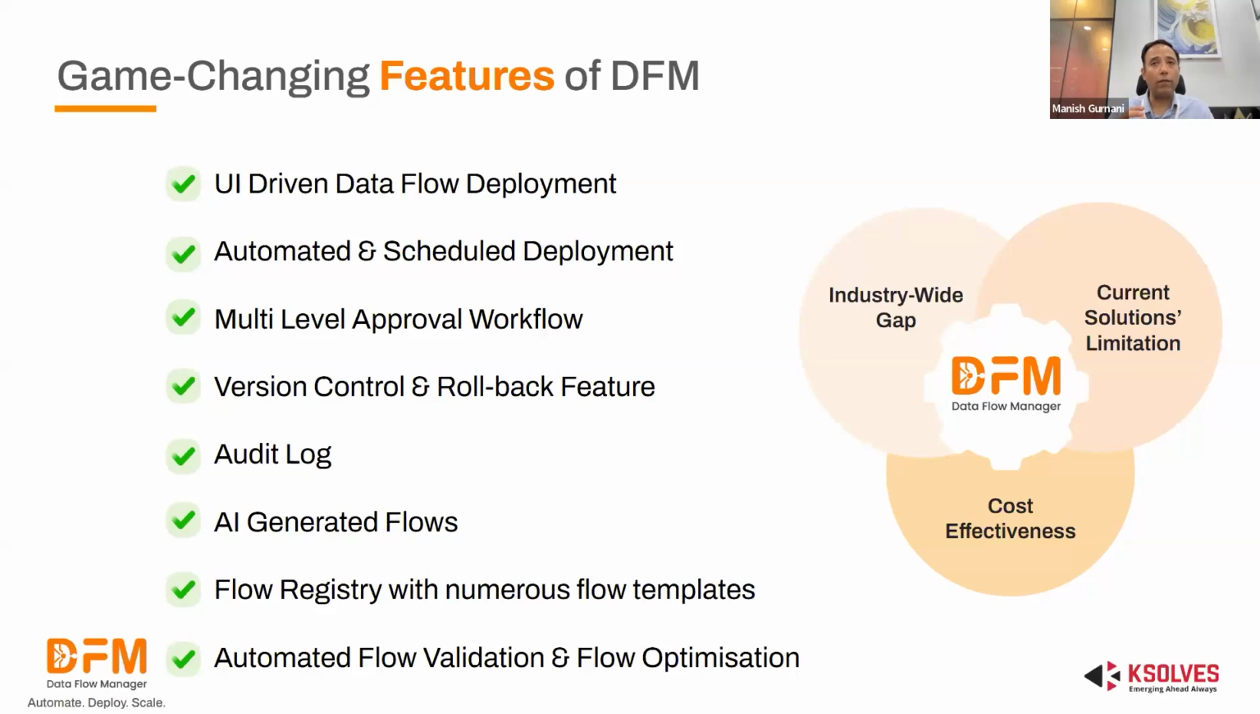If you need, you can configure a multi-level approval workflow so that you are sure that what is being deployed is what was intended. It comes with inbuilt version control and rollback features, so you can compare your NiFi flows against the history. Anything within DFM is completely audit logged, and these audit logs are immutable. So you have a view into who did what, when, and whether it was successful or a failure. Everything is captured within DFM audit logs.